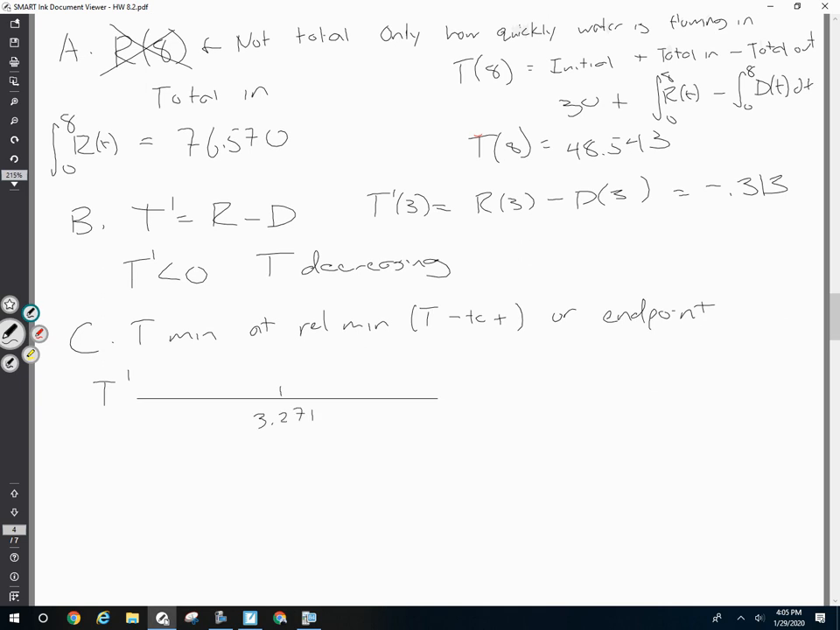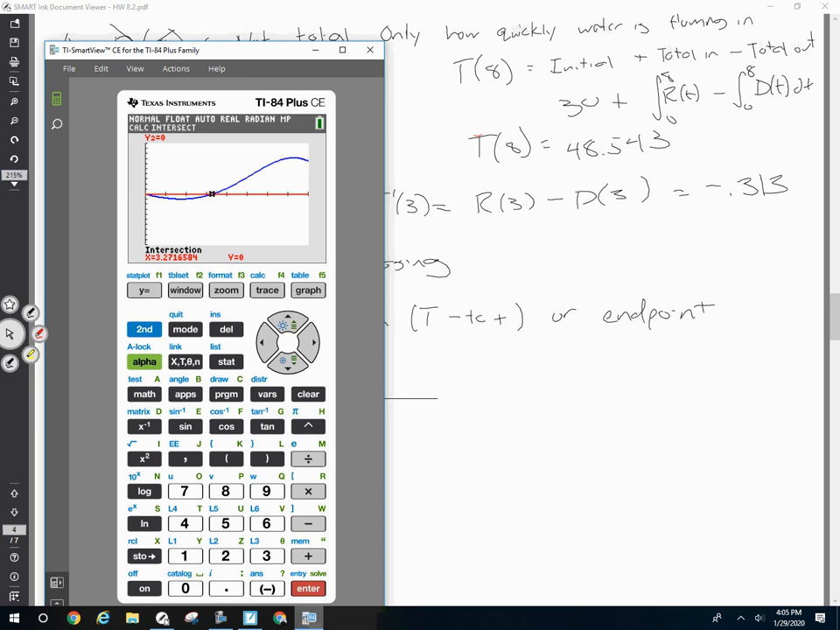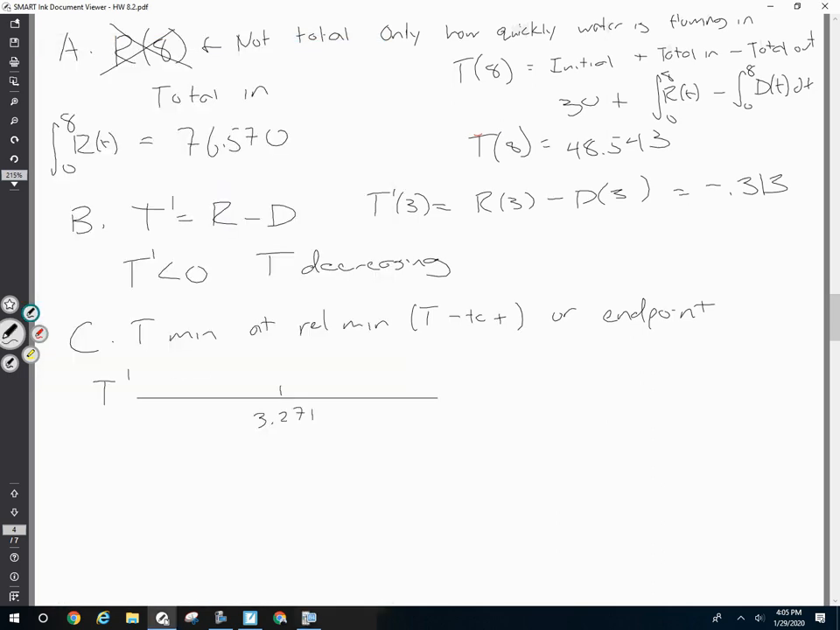I noticed that they're negatives, then they're positives. Do I need to check my endpoints? Don't need to check my endpoints at all. I can say, okay, well, T is going down then going up. T equals 3.271 will be the time of the min, because big T prime is negative from 0 to this time. And then T prime is positive from this time to 8.